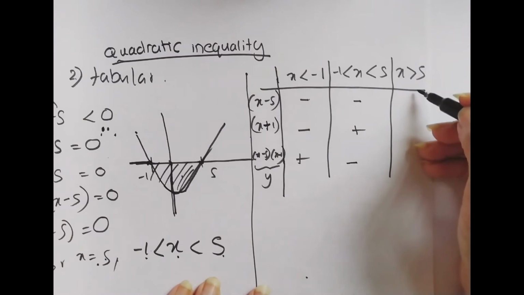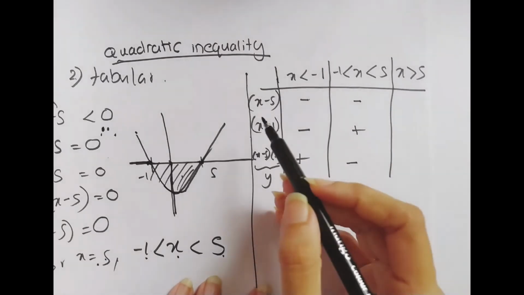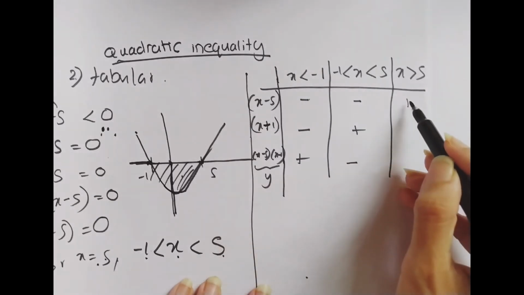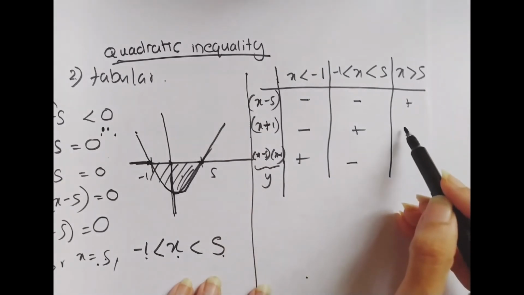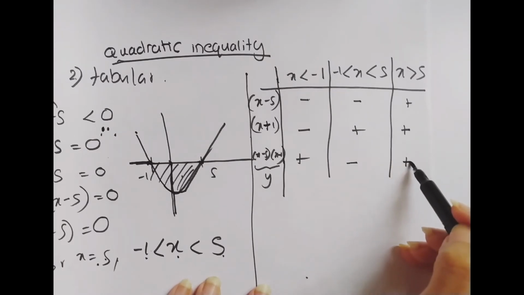Now we'll look at this. Any value greater than 5, so we'll take 6. 6 minus 5 is plus. 6 plus 1 is 7. Again plus. Plus into plus is plus.